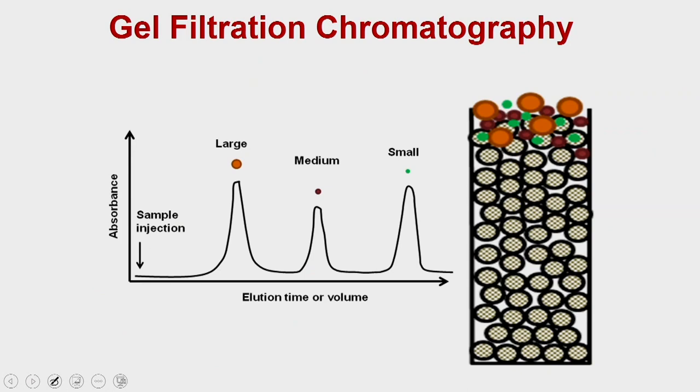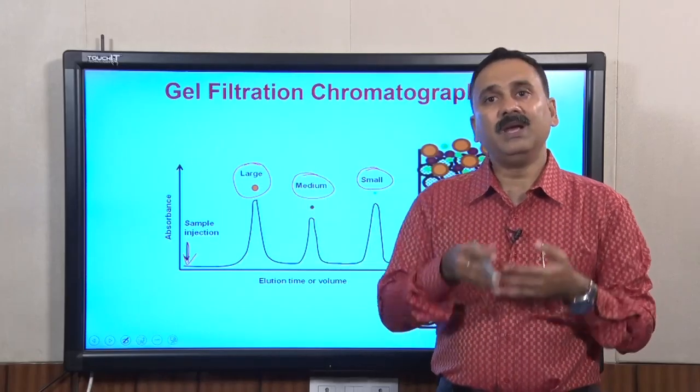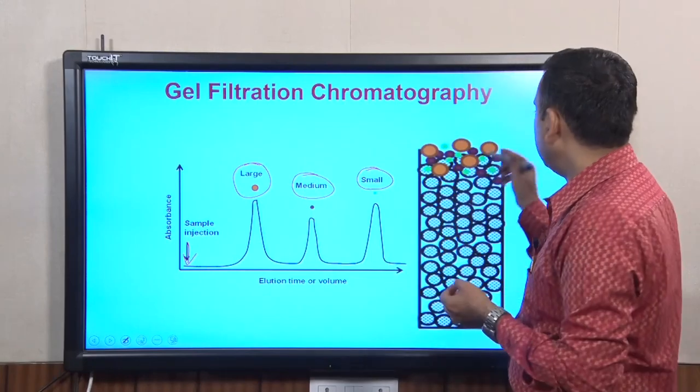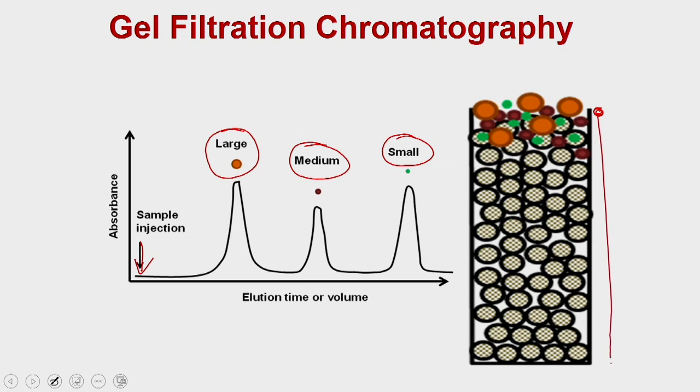If you resolve molecules of different sizes and inject them, what you will see is that the large size molecule will come out first, the medium size molecule will come out later, and the smallest size molecule will come out last. This means the elution volume for the large is going to be very small, for the medium it is in between, and for the smallest one it is going to be largest. That is simply because the small molecule has to travel all the way from the top of the column to the bottom, whereas the medium one travels a medium distance and the largest one travels the smallest distance. That is why they come out at different volumes.